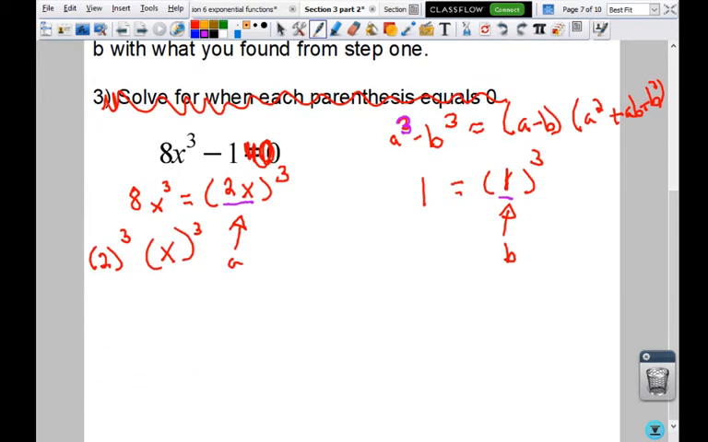Alright. So everywhere I see an a, I'm replacing it with 2x. Everywhere I see a b, I'm replacing it with 1. So I'm going to go 2x minus 1 in my first parenthesis. And the second parenthesis we're going to have to work with a little bit. So I have an a squared. a is 2x, right? So I'm actually going to have a double parenthesis.